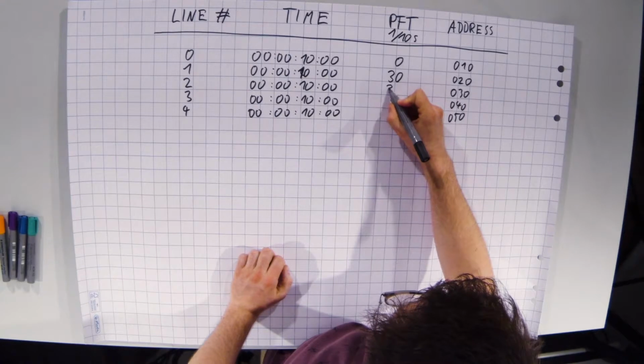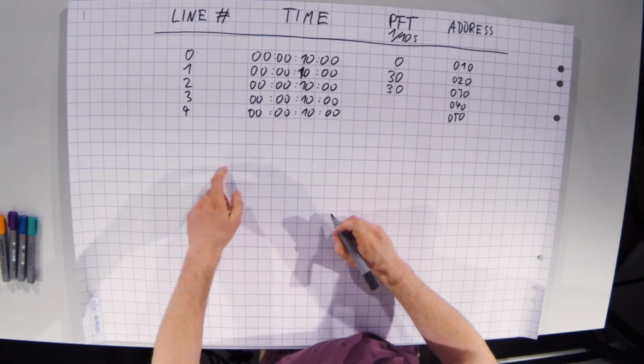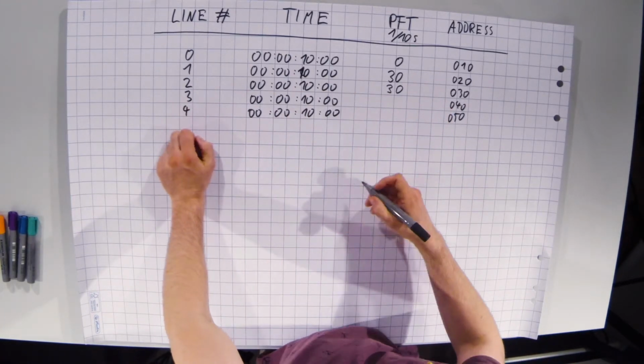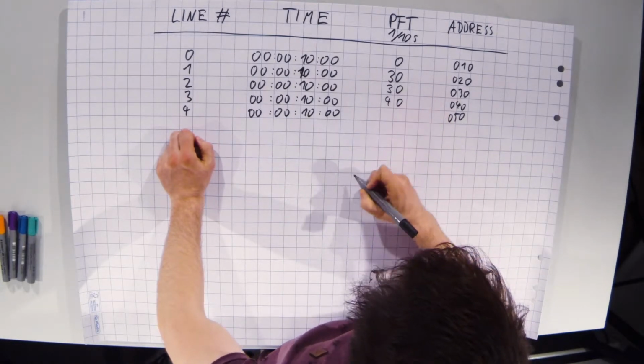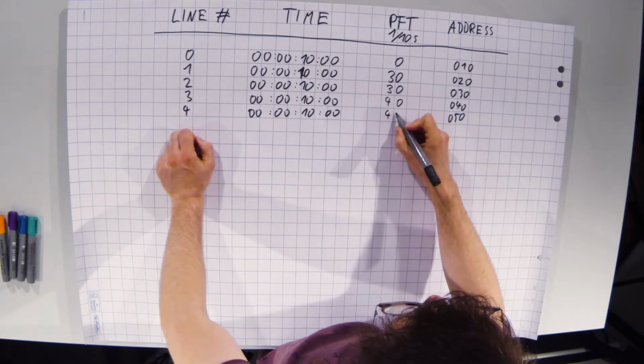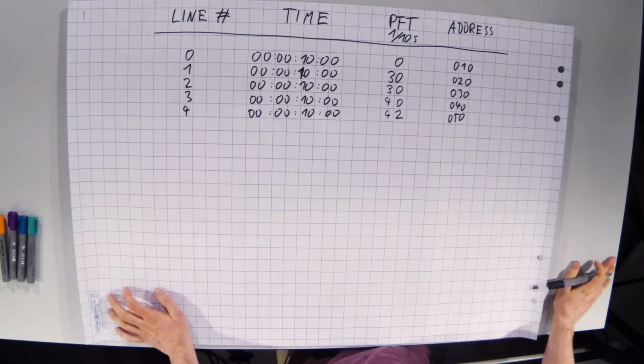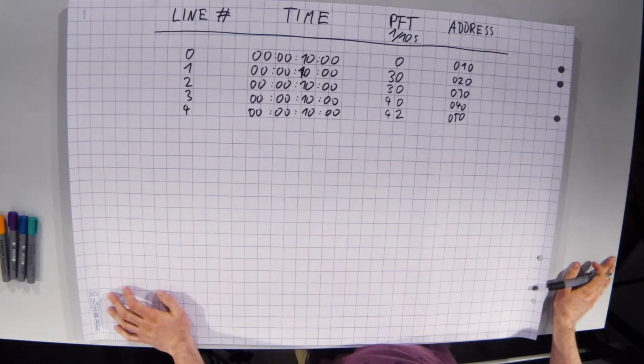Say we want the next line to be executed as 0 as well. And then this line shall be executed at 4 seconds, and the last one at 4.2 seconds. That would be 42 tenths of a second. So this here would be our first macro.